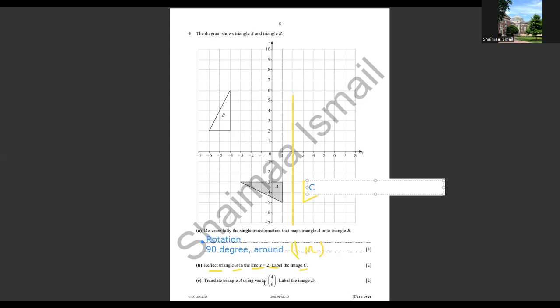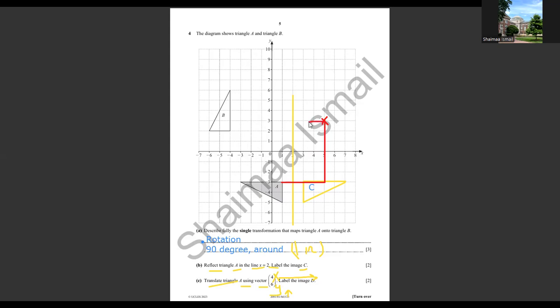So this is triangle C. Then translate it. Translate triangle A using vector 4, 6. For sure, 4 is for x and 6 is for y. X is to the right and y is up, because there are no negative signs. So we're going to take A and move it here: 4, 1, 2, 3, 4, and 1, 2, 3, 4, 5, and 6. So we have to start our triangle here.